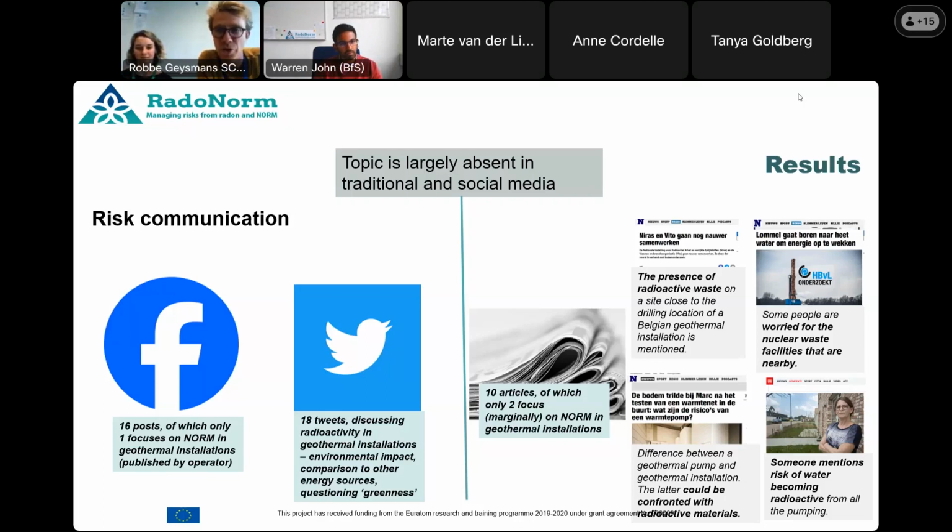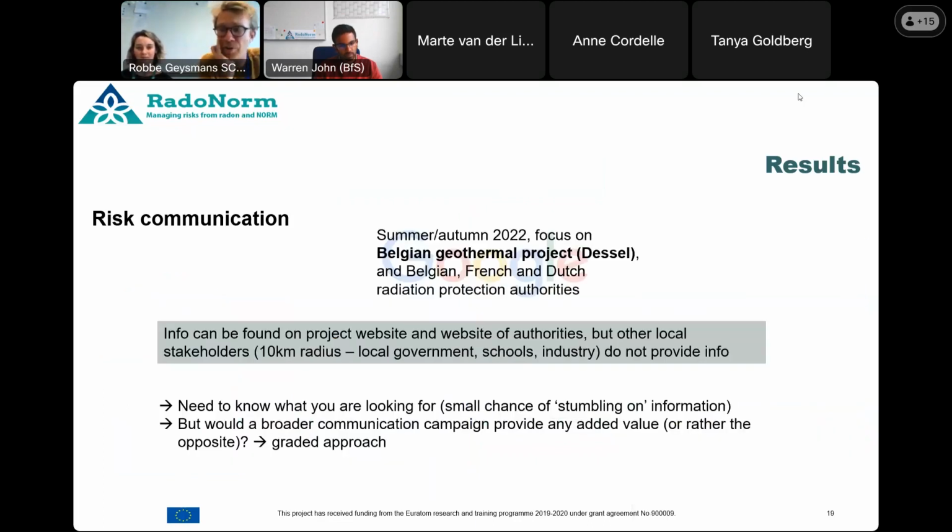Basically a bit of the same picture on social media. Over a 10-year period, we only found a handful of social media posts which actually talk about this risk. This does not mean that information is not available. When we did a targeted information search for information on this risk on the websites of geothermal plant owners or the websites of authorities, focusing particularly on the Belgian project, we saw that this information is available. However, it requires a dedicated search. You already need to be aware of this information. It is not likely that you will stumble by coincidence on it, because it's on a subpage of the web page or a subpage of the subpage. So it requires a dedicated search.